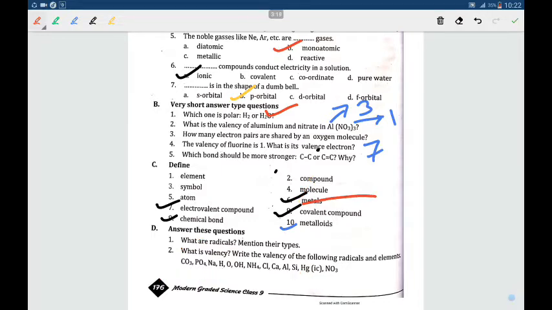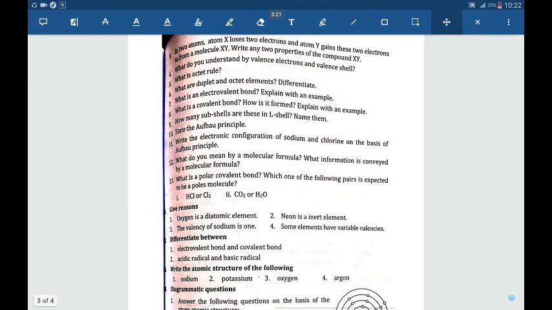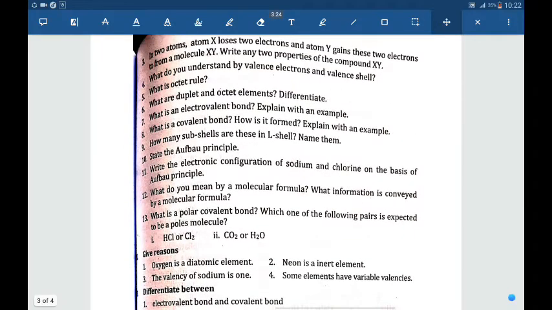Now let's discuss the next one. What is the question? Question number 3. X atom loses 2 electrons and Y atom gains these 2 electrons to form a molecule XY. So what is given here? One element loses, another gains. Means what type of compound is that? It is an electrovalent compound. So XY is an electrovalent compound.